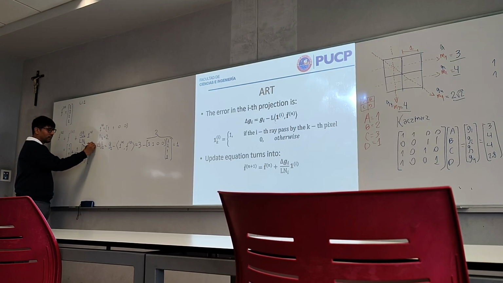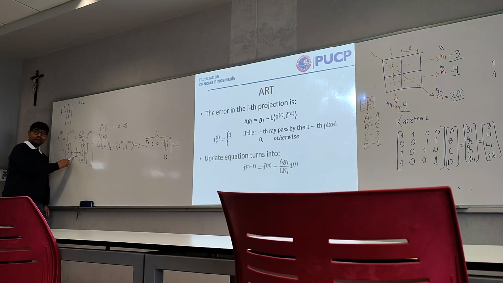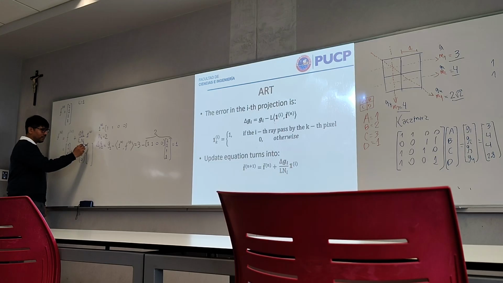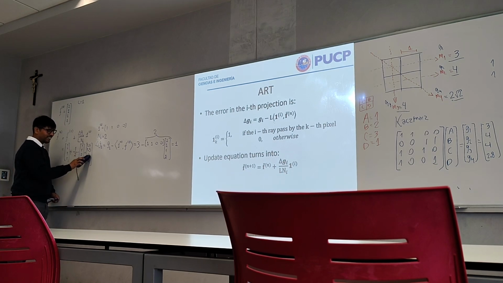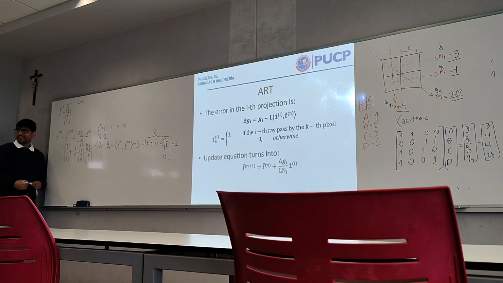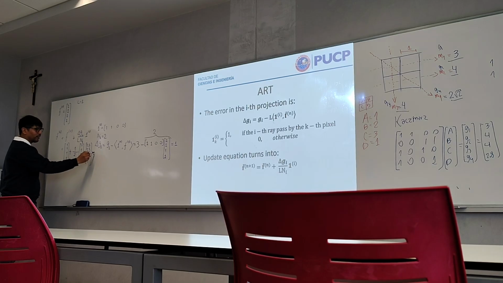The first update will be how much? This is 0.5, so 0.5 multiplied by this vector and then added to the guess. Something like this, right? Yes, this is the first update. This would be our f1, the first update.